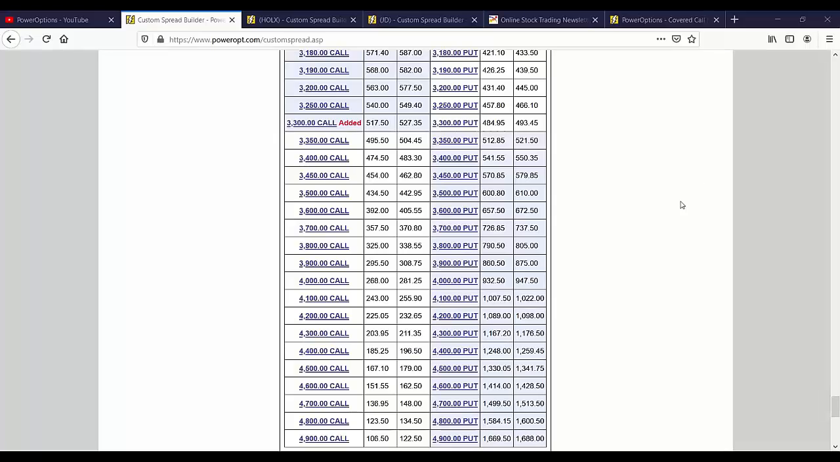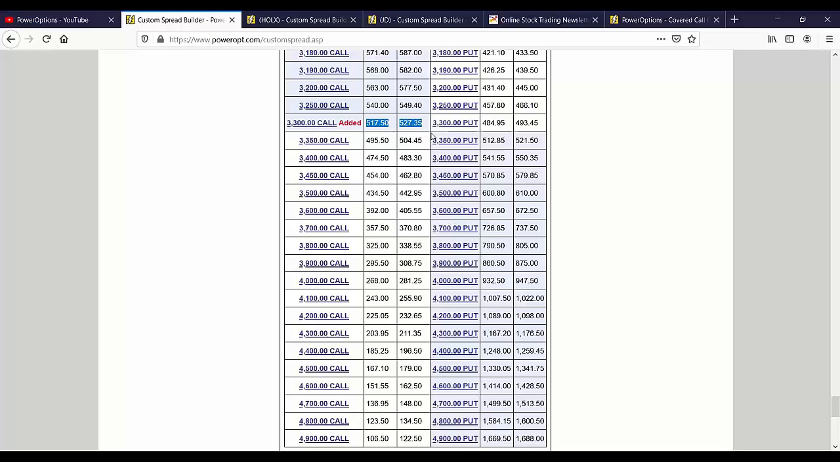The problem here is that in the LEAPS options, they only offer 50-point strike differences, David. So I'd have to use the 3,300 or the 3,350. Either one might be okay. But I'm going to buy the 3,300 at 524, and we're going to sell that near-term one for 120.